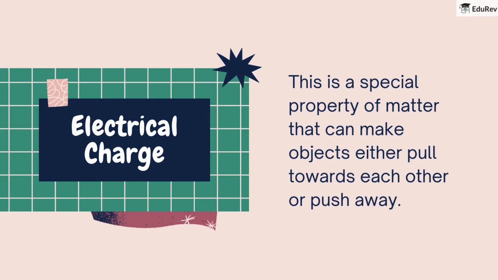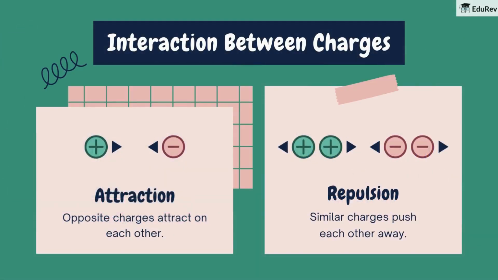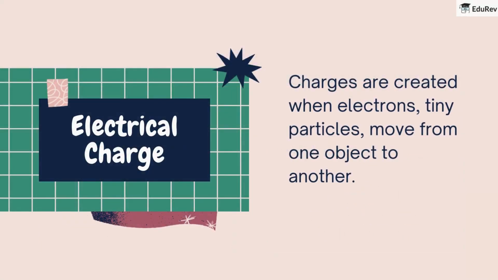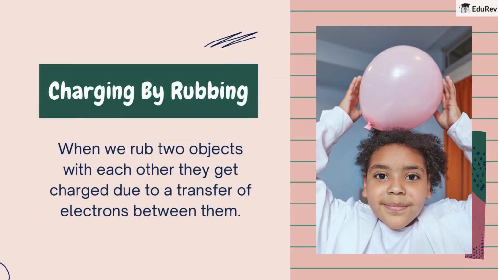And what causes this pulling and pushing? Opposite charges attract each other, just like magnets. But similar charges? They push each other away. Now, charges are created when electrons, tiny particles, move from one object to another. One way to charge something is by rubbing two objects together. When we rub two objects with each other, they get charged due to a transfer of electrons between them.